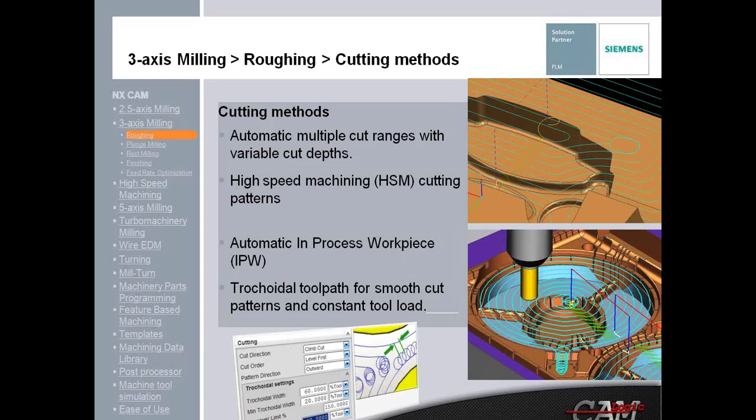And then the automatic in-process workpiece that we discussed a little bit earlier, which basically always keeps track of how much material has been removed when I do a secondary operation or a semi-rough. NX will automatically remember where there's material left and avoid areas that have already been cut.